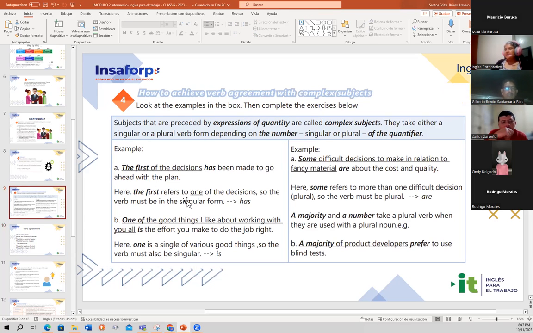Here are given examples, random in this case, right? It's talking about decisions. Okay, but we know if that is one or two decisions. It says the first decision, so it means that it's singular, I'm sorry. And some decisions means that it's plural. It is called complex subjects. ¿Por qué? Complex, porque son un poquito más complejos esos sujetos. Okay, we're talking about decisions. Here we are talking about good sense.